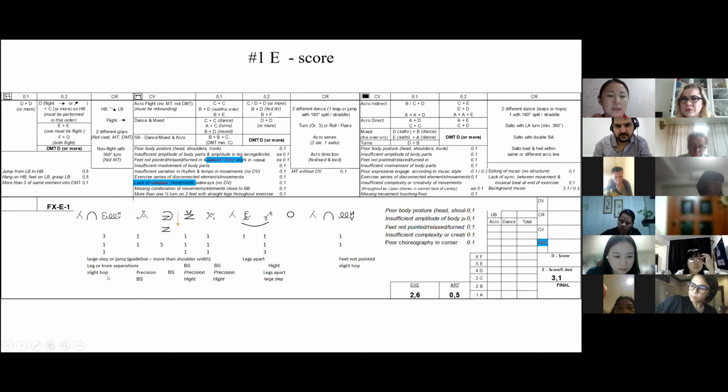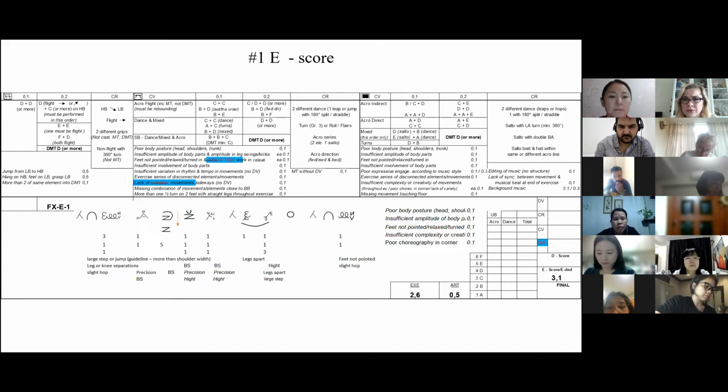Side split jump with full turn: 1 for precision, 1 body shape. Switch leap to ring: 5 for body shape. Switch leap with half turn: 1 for body shape, 1 for precision, 1 for height. Tour jeté with half turn: the same 1-1-1.